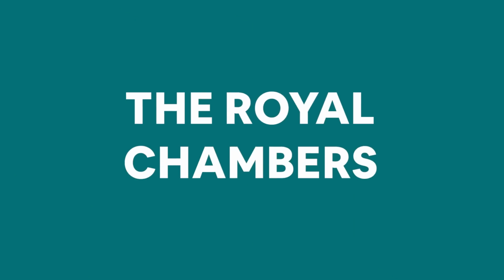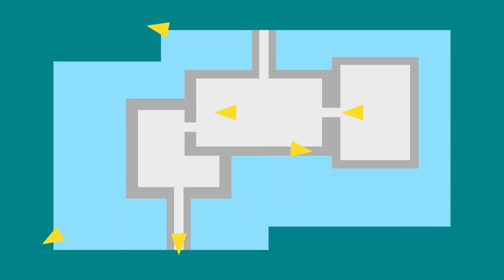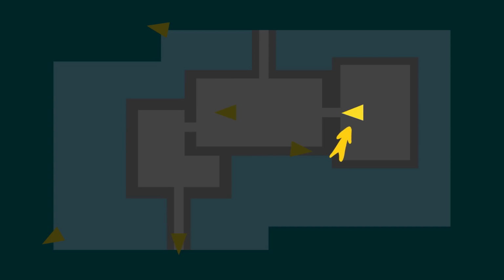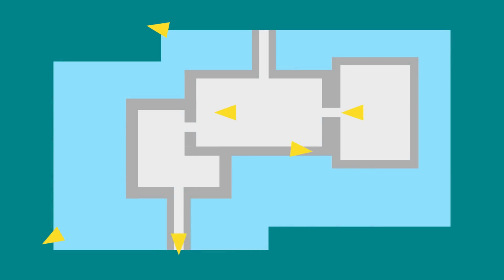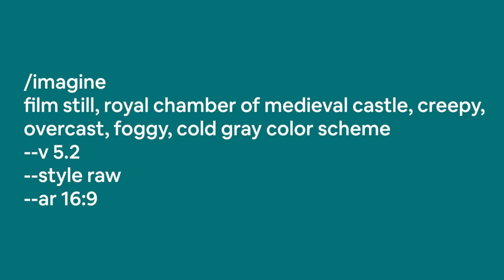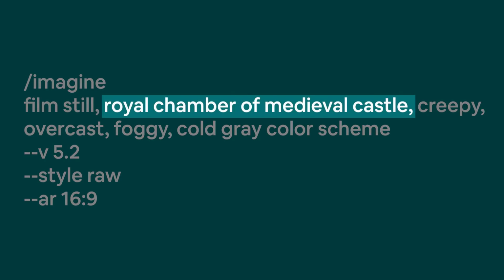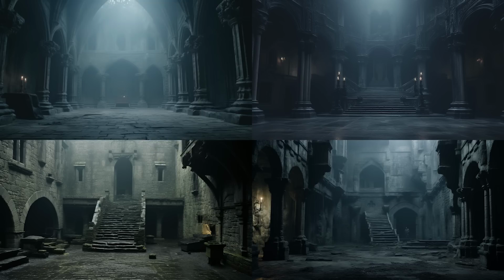Alright, so it's time to move on to the final area of our location. Let's have another quick look at our blueprint. The section on the right is what we're going to work on next. This started off pretty easily with a simple prompt using our template. Imagine film still royal chamber of medieval castle. My very first attempt already gave me something that was reasonably usable.